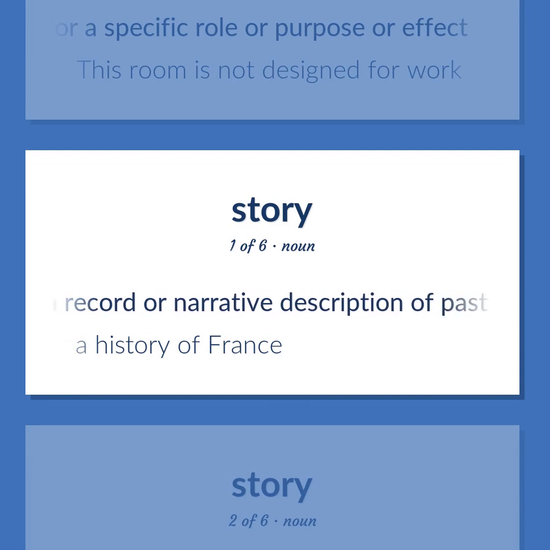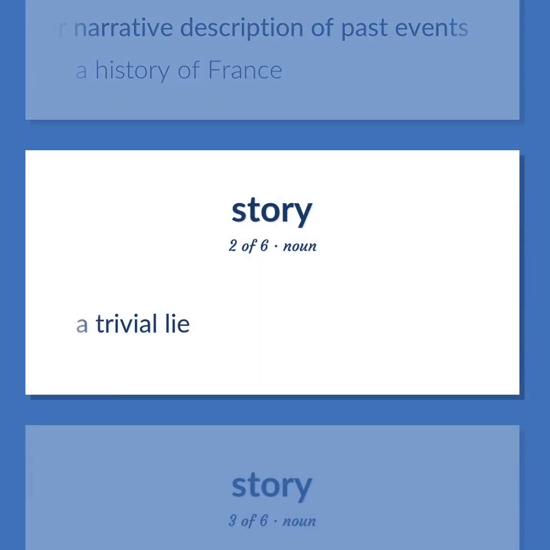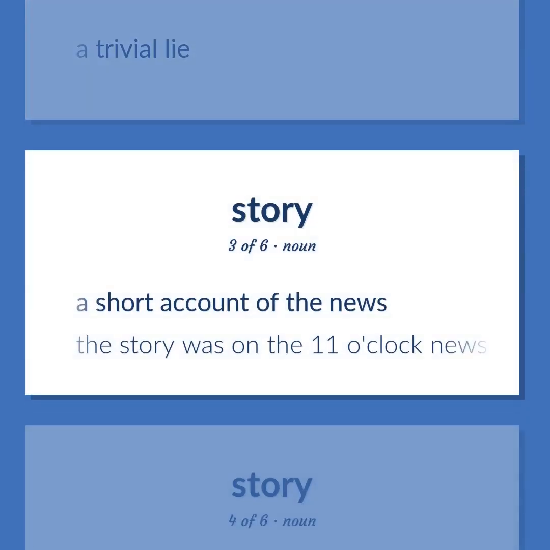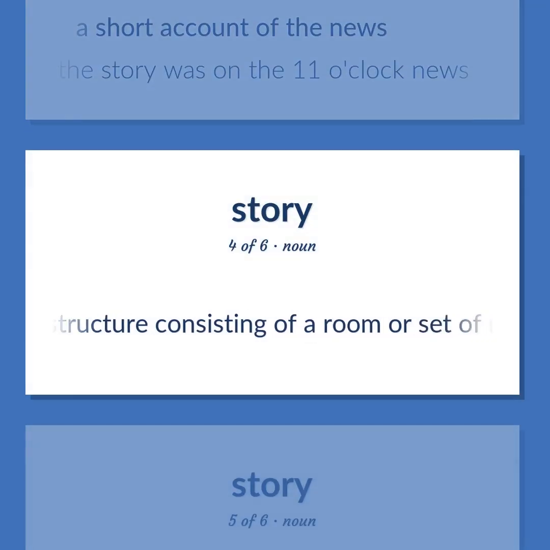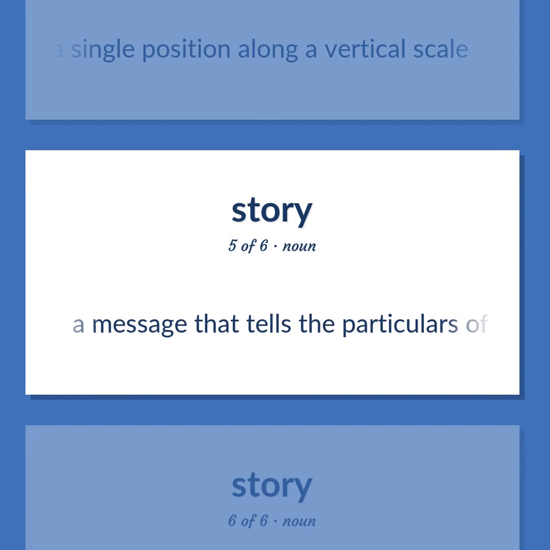A record or narrative description of past events. A history of France. A trivial lie. A short account of the news. The story was on the 11 o'clock news. A structure consisting of a room or set of rooms at a single position along a vertical scale. A message that tells the particulars of an act or occurrence or course of events, presented in writing or drama or cinema or as a radio or television program.